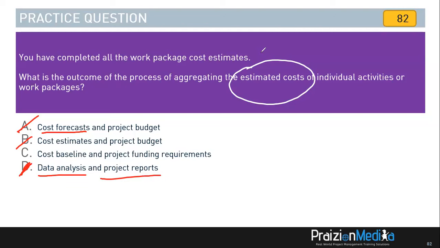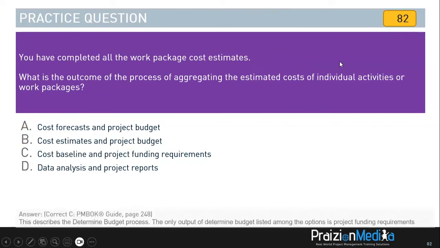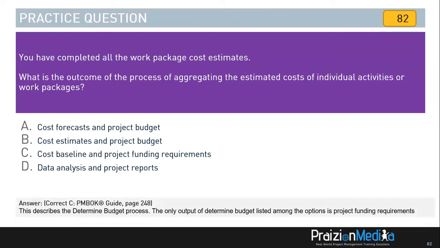Now, straight up, the best answer is C, because that's what you get from the determined budget process. You get your cost baseline and you get project funding requirements. This is the funding requirements for the project in total and also periodically. So the best answer, my friends, is C. Straight up, those are the outputs you get from determined budget.